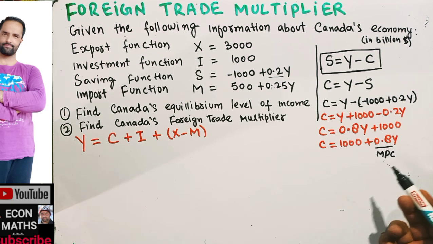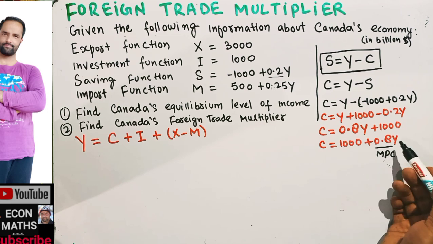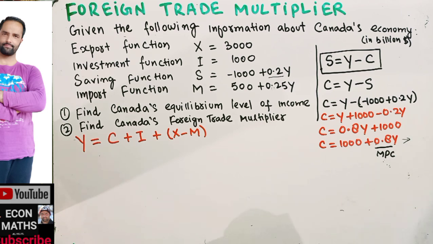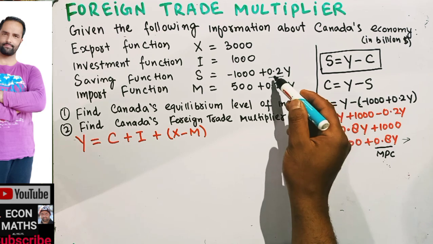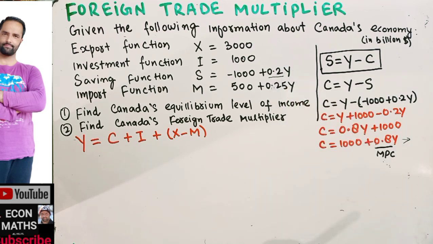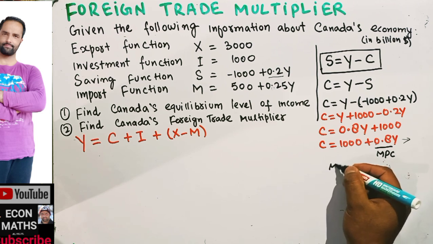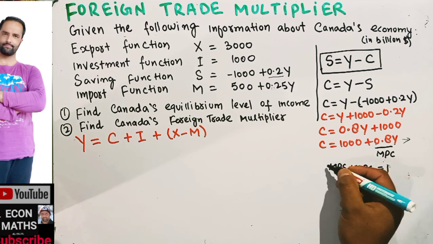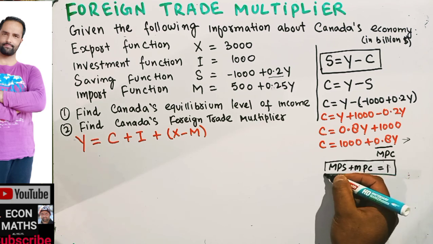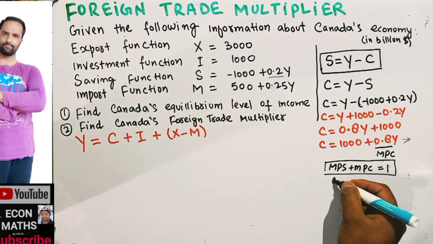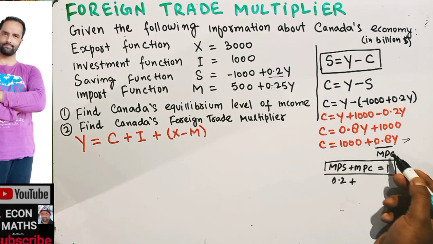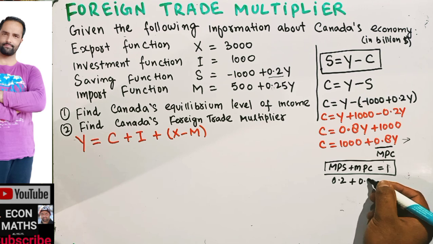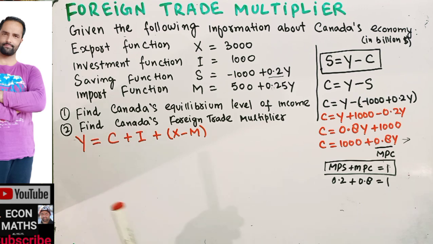How much do we consume when there is a 1 unit increase in our income? This is our marginal propensity to consume, and we know that MPS plus MPC should be equal to 1. You can check this here, because the marginal propensity to save is 0.2 plus the marginal propensity to consume, which we calculated as 0.8, and it will be equal to 1. So we got this consumption function here.